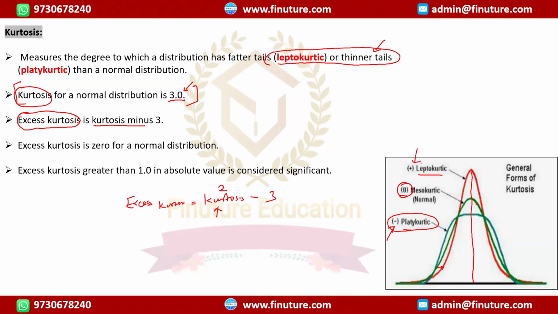Is it negative or positive, or greater than 3 or less than 3? See, when you talk about kurtosis, it would be greater than 3 or less than 3. When you talk about excess kurtosis, it would be positive, negative, or 0. Okay, got it. Makes sense? Any other doubts, or do you want to make a note of it? Yeah, I've made the note. Fantastic.